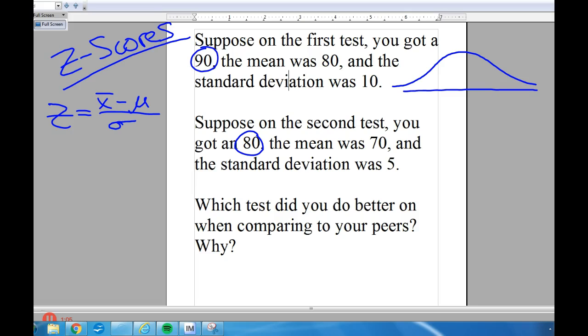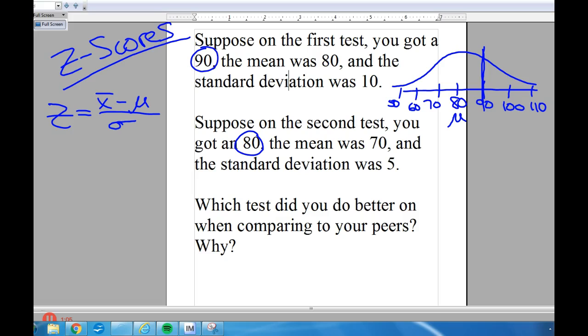In this one, the mean was 80. Remember, the mean is the mu symbol. The standard deviation is 10. So 90, 100, 110, I'm just sketching out the whole graph we did yesterday. What that means is his score was here, which is exactly one standard deviation above the mean.